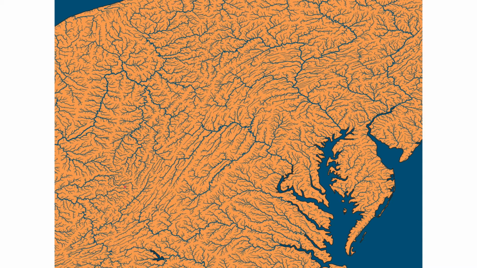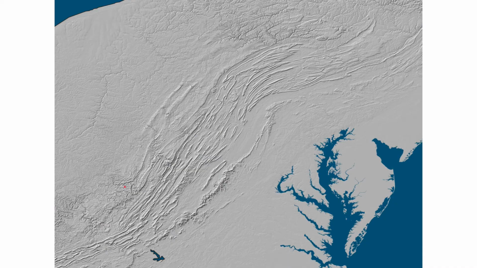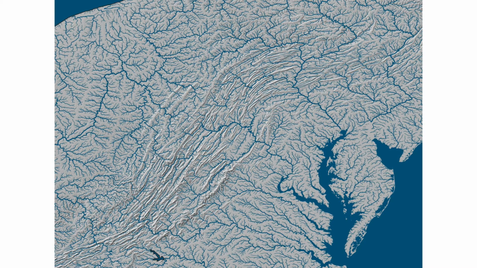And let me keep going because I think I zoom in more. We've got shaded relief, and then we've got the rivers and the shaded relief. So you really get a sense of the texturing. And this is the Cumberland Gap region. Someplace in here is the Cumberland Narrows that we looked at in lab.